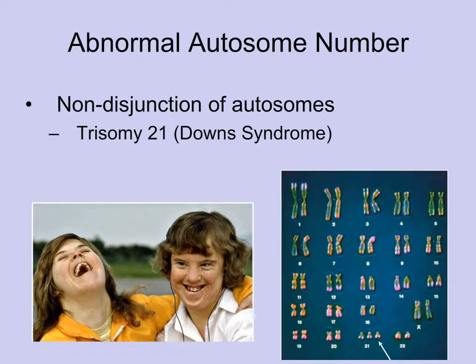If non-disjunction occurs in humans during meiosis, this can result in different disorders. If it occurs in autosomes, the resulting fertilized egg will most likely not develop. However, offspring with an extra chromosome 21 can be viable, but have trisomy 21, also known as Down syndrome.